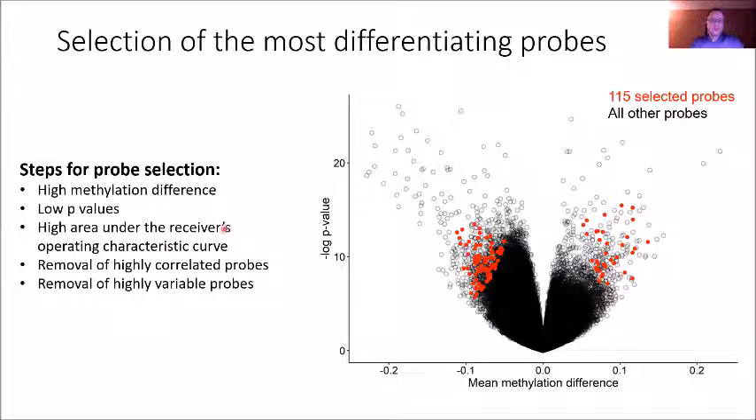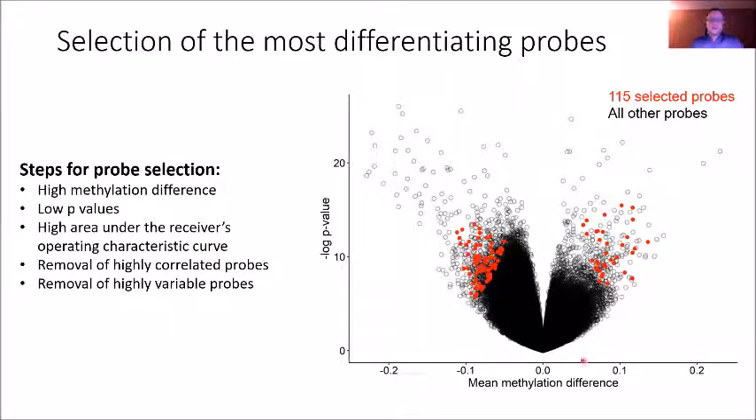We use a statistical method called the receiver operating characteristic curve, and this helps us balance true positive and false positive rates. We also remove probes that are highly correlated so that the probes that we do select have more unique values. And lastly, we remove highly variable probes. So we want probes that will act consistently within the ARTHS samples and consistently within the controls, so that we know they're going to be more reliable markers.